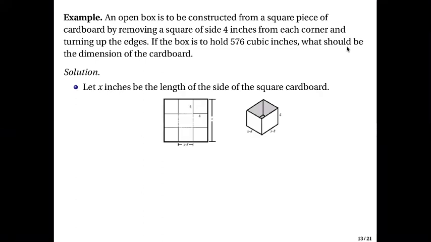So you look at this. You have a cardboard, and then you remove 4 corners. Side, so square 4 corners, side 4 inches. Take note, you have a square cardboard. That's why this is a square also. So the length of this is X, the length of this is X. Okay? But notice, after removing these 4 corners, you will turn up the sides to obtain an open box.